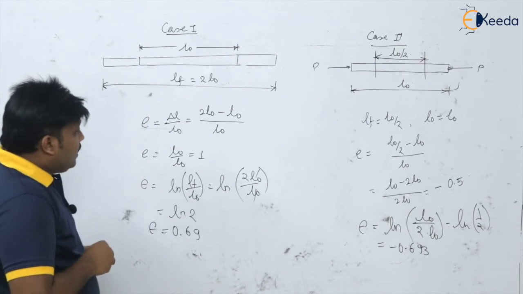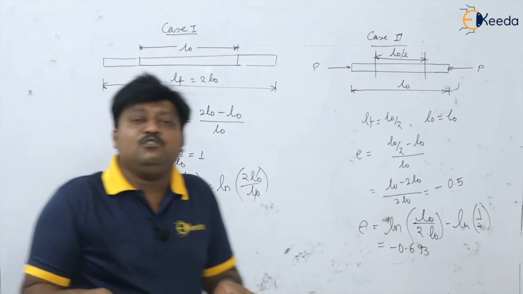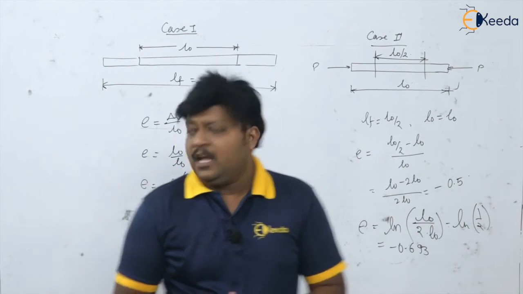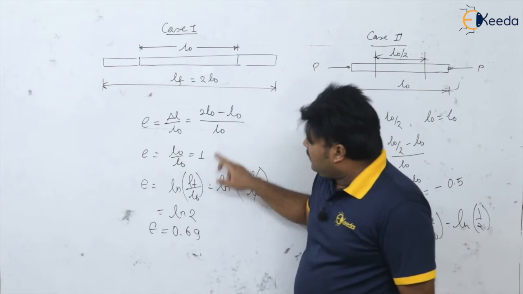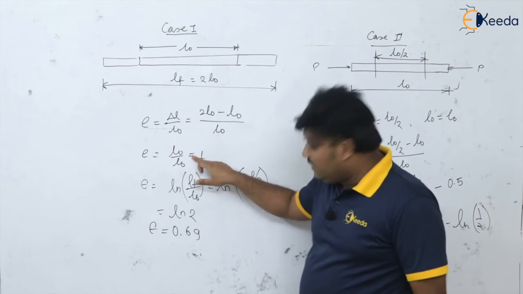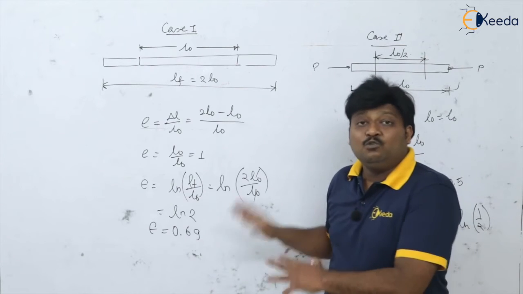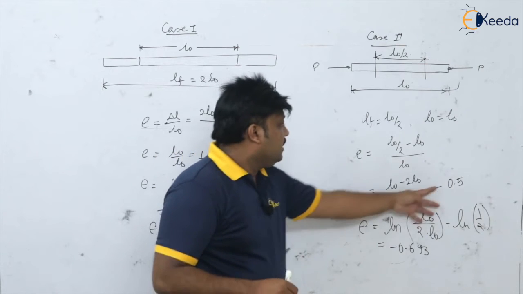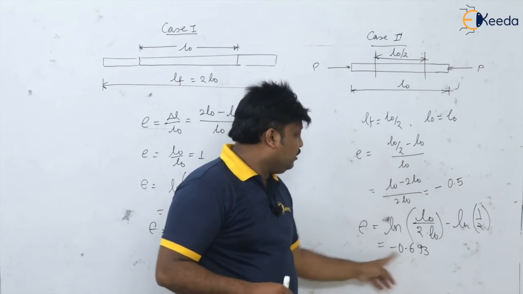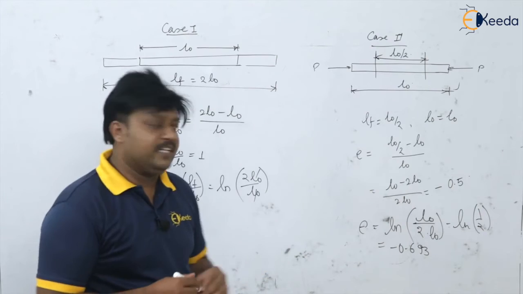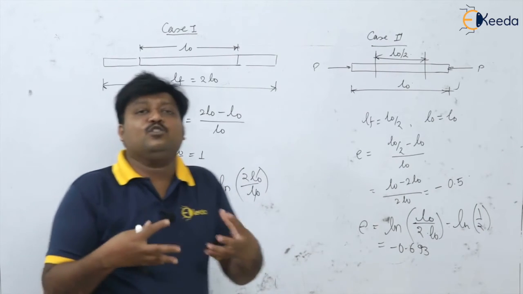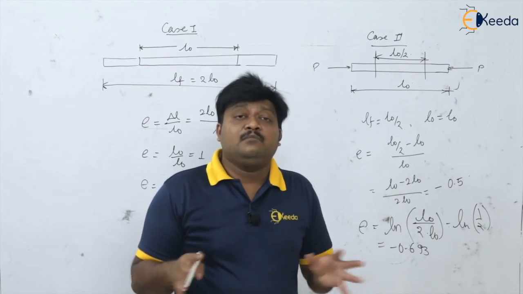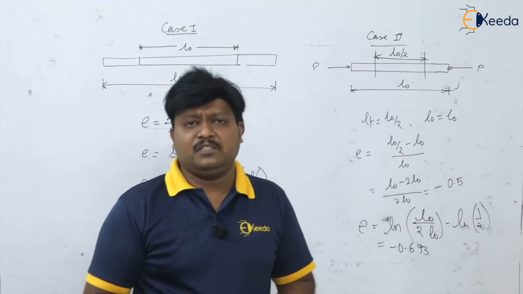So very simple. Now see here, whenever we are dealing with small values of strains, the value of the engineering strain and the value of the true strain are nearly equal, nearly the same. You can see here, engineering was 0.5 and true was minus 0.693. So these are quite close to each other. So no big deal.